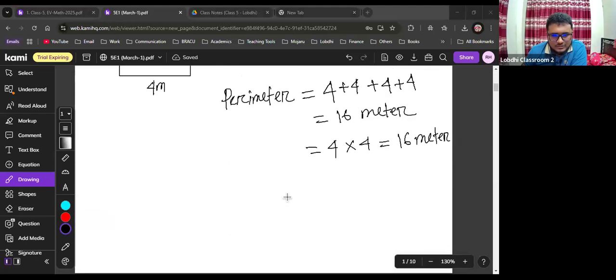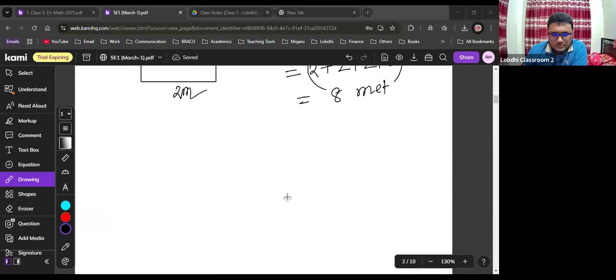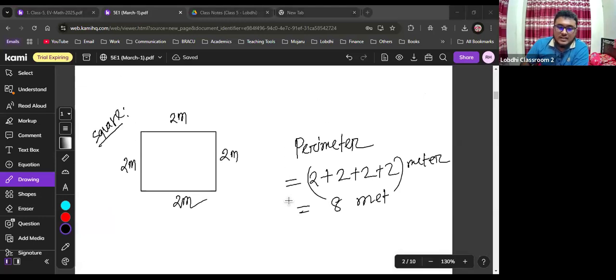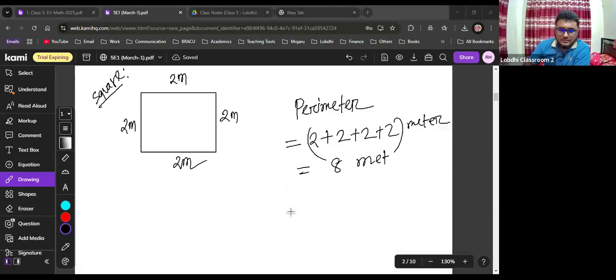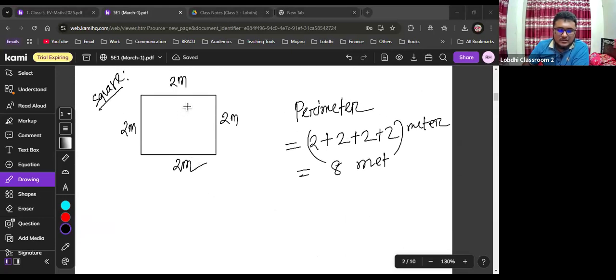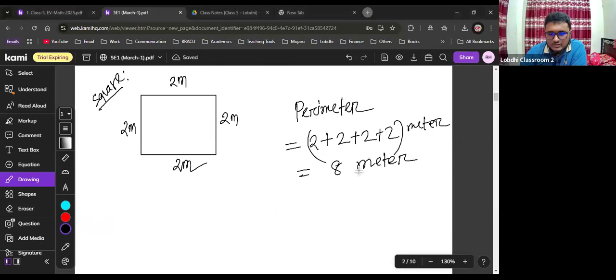So probably if I just sum up in the recording, perimeter means the sum of all sides. In this case, as we have assumed each side of 2 meter, the perimeter will be 2 plus 2 plus 2 plus 2 equals 8 meter, or we can say 4 multiplied by each side, which is 2, equal to 8 meter. Either way you can do it, no problem.